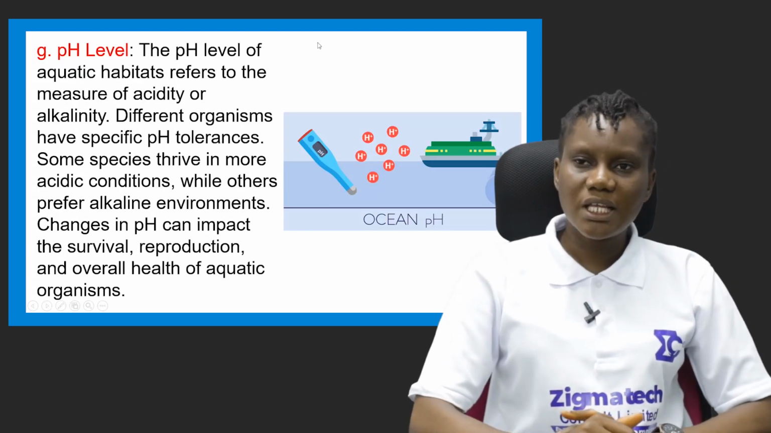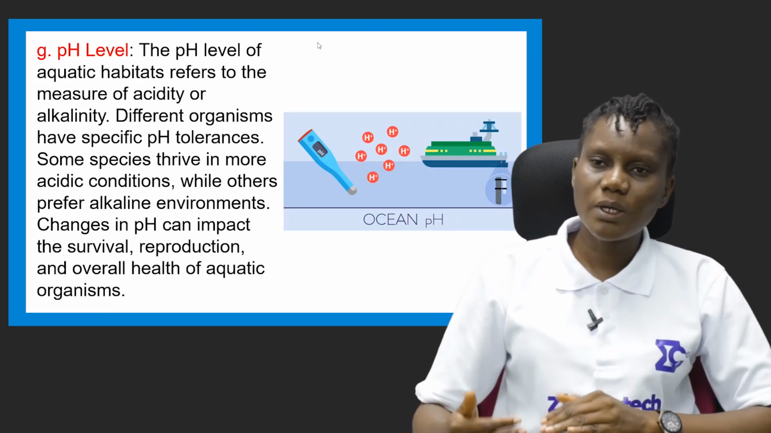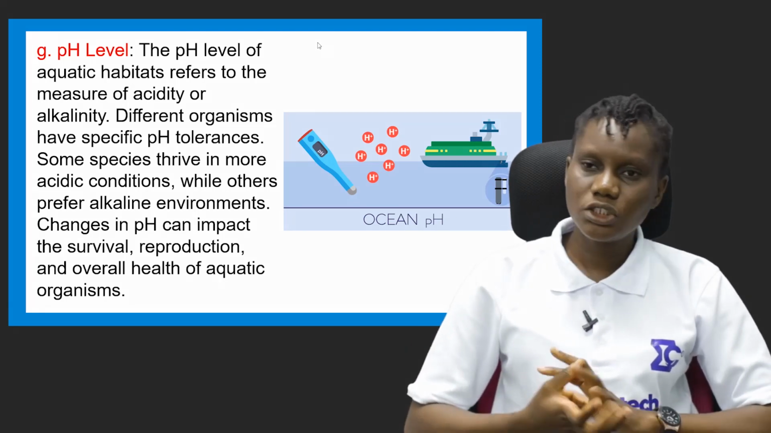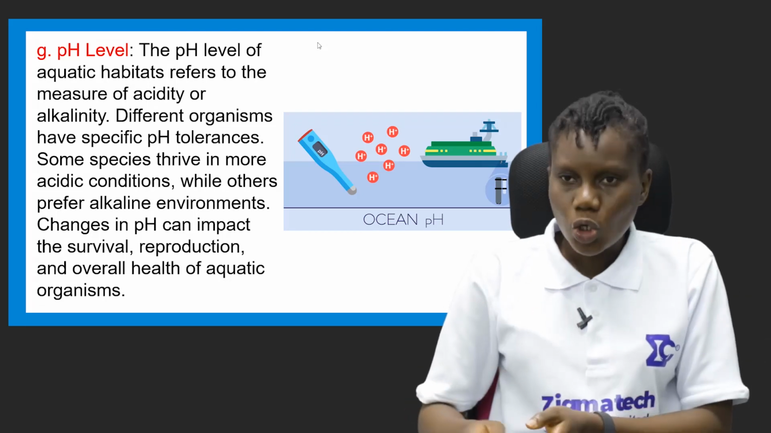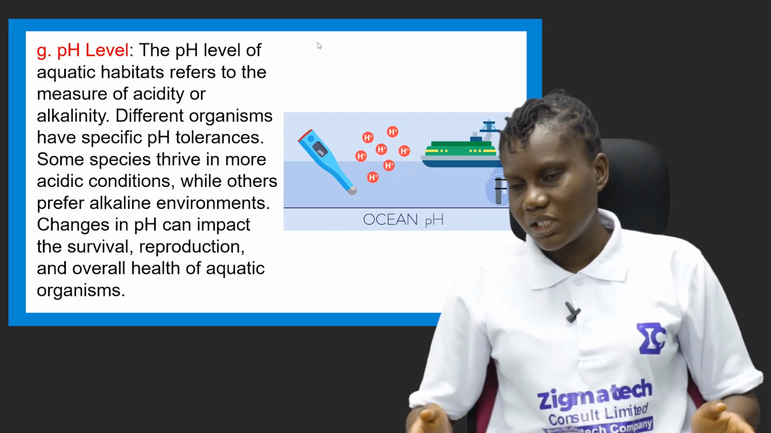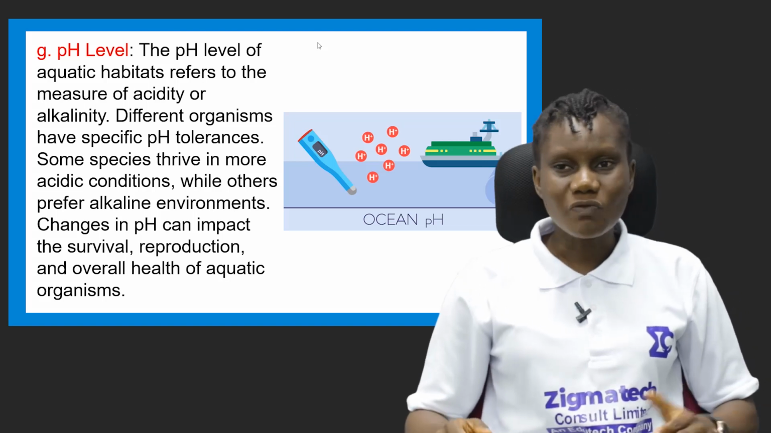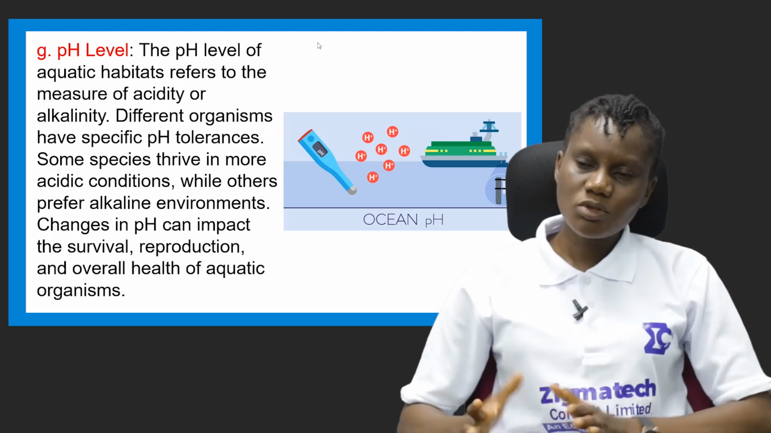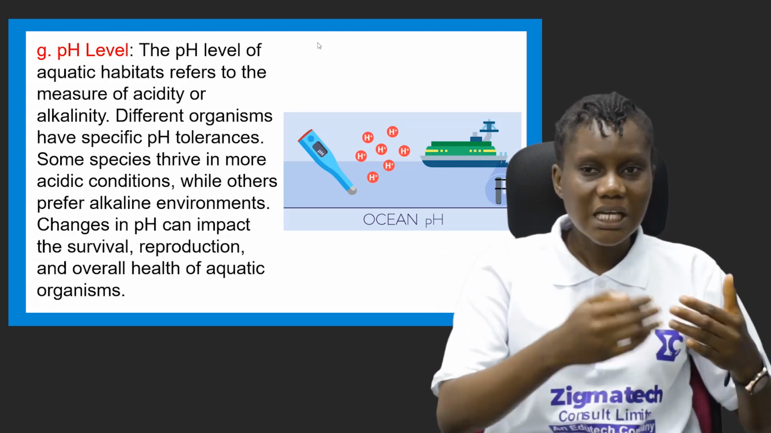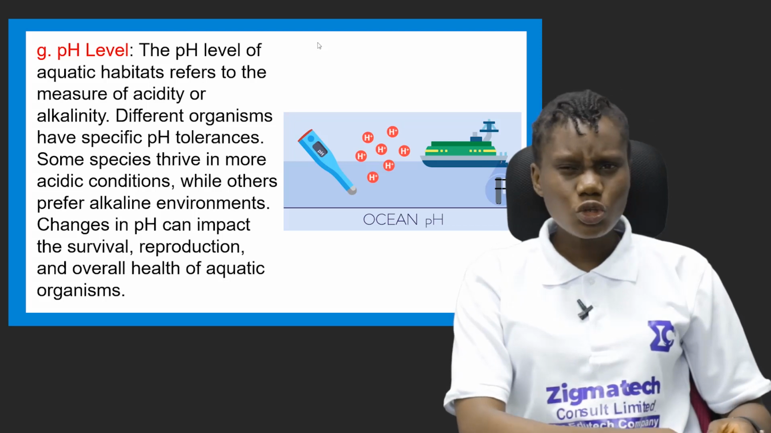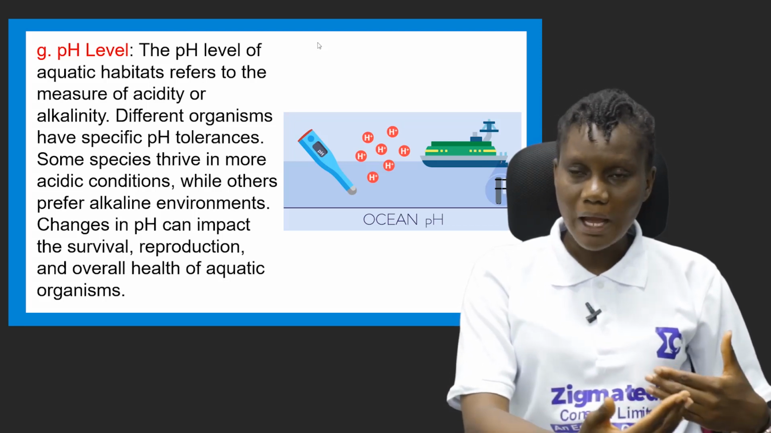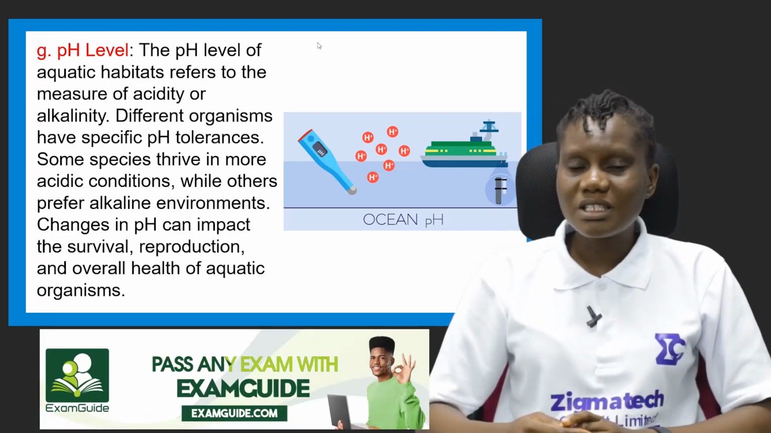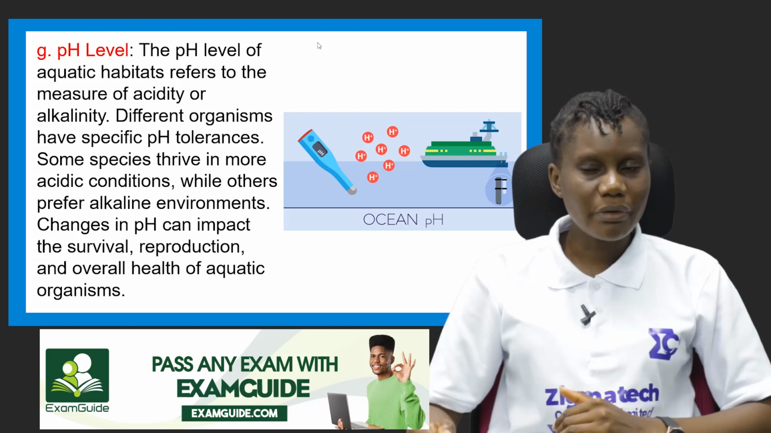The next is pH level. The pH level of aquatic habitats refers to the measure of acidity or alkalinity. So we're looking at how acidic or how basic that water body is. There are some organisms in the water that can survive in acidic environments, and there are some organisms that cannot. There are some organisms that can survive in basic, that's alkaline environments, and some that cannot survive in such environments. Different organisms have specific pH tolerance.